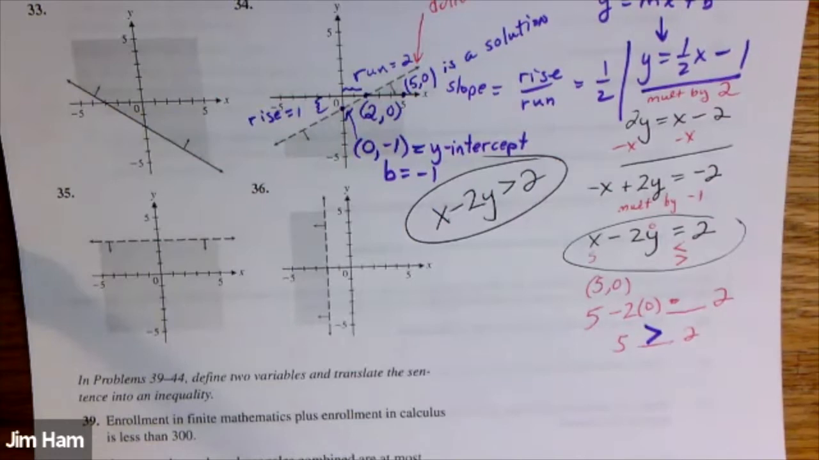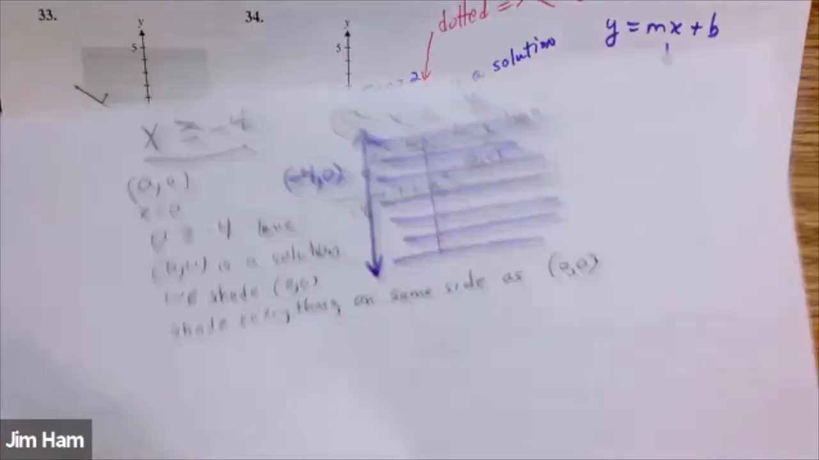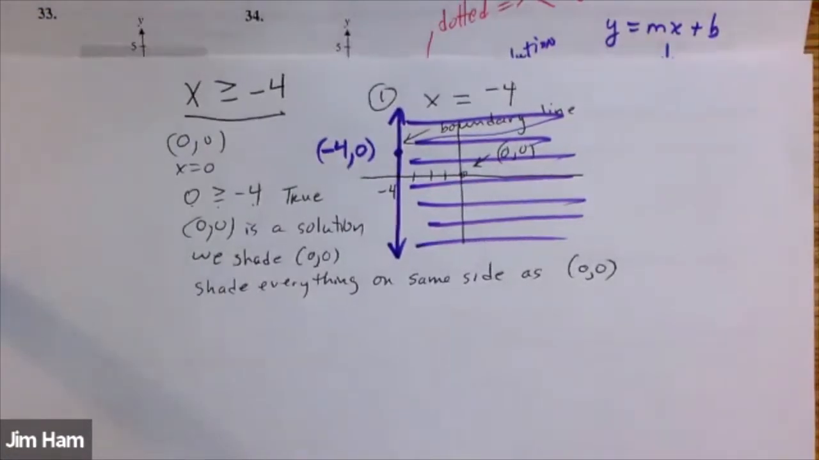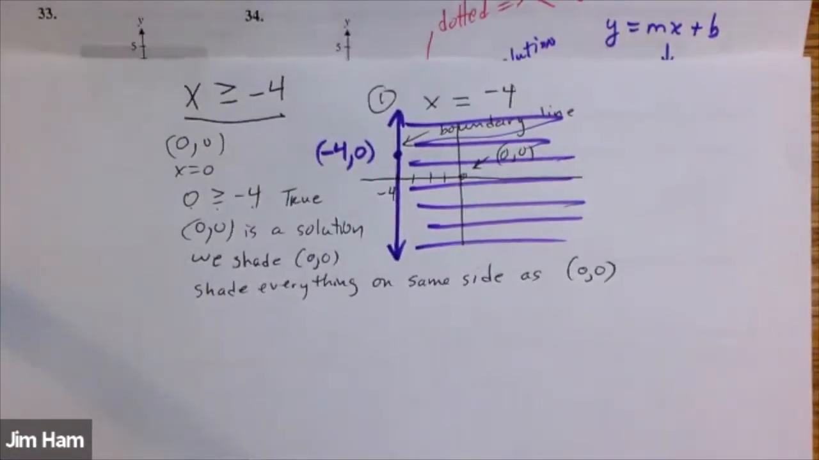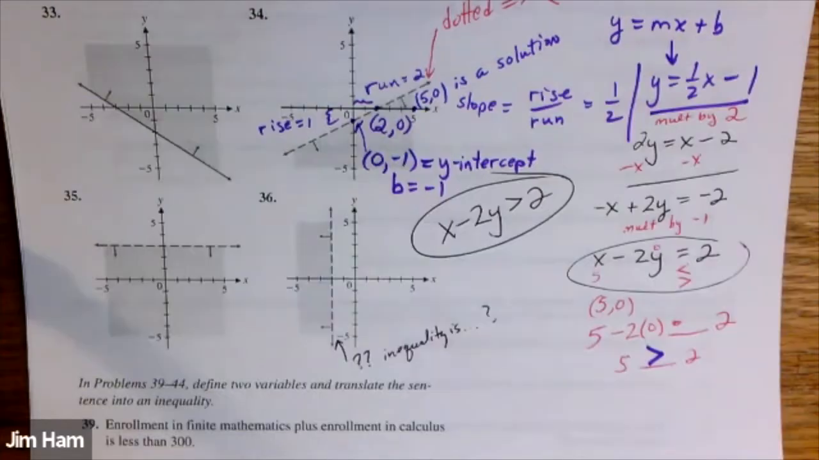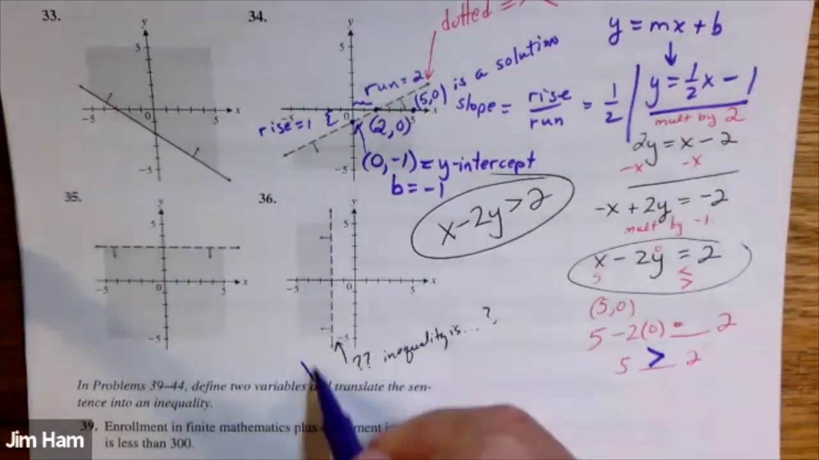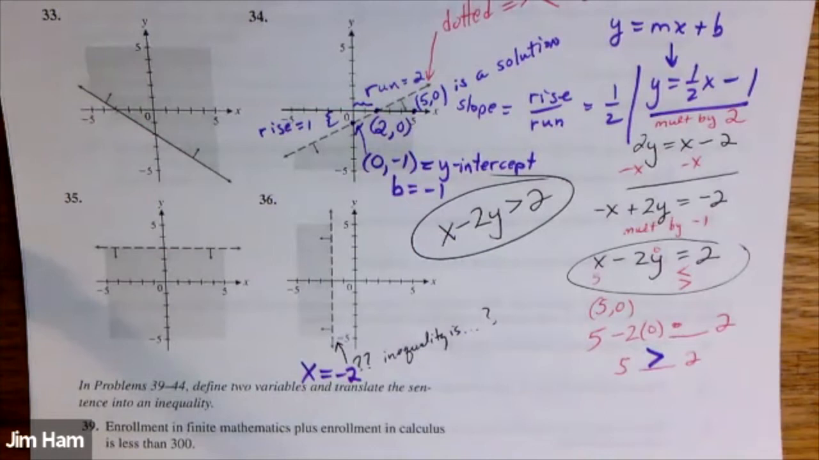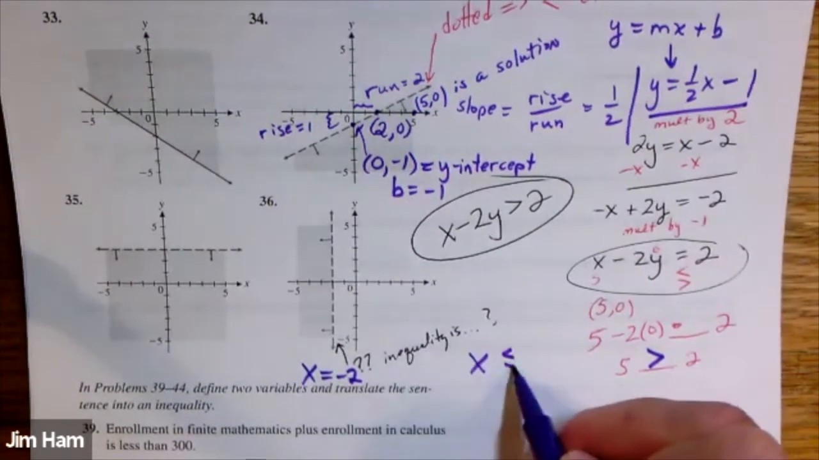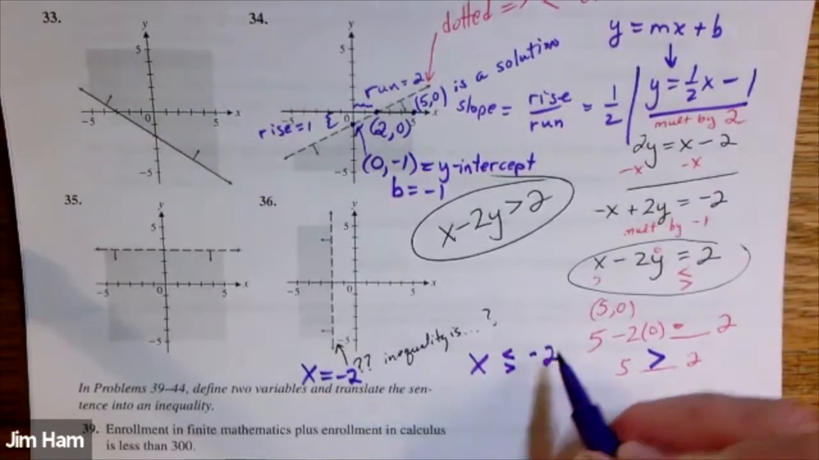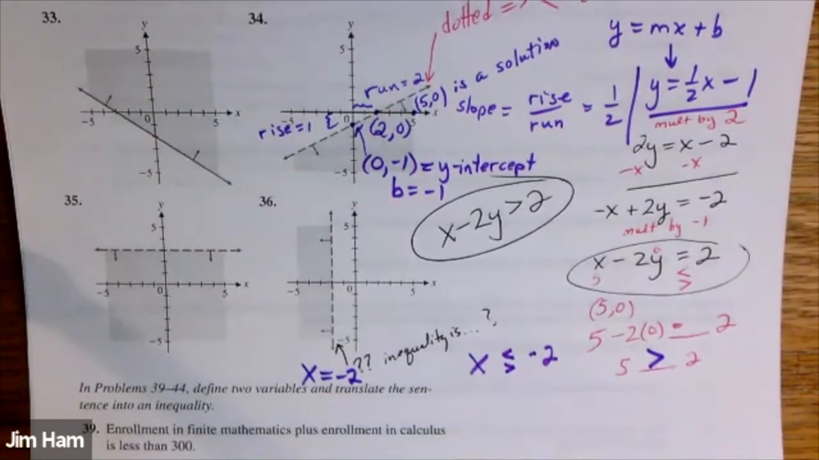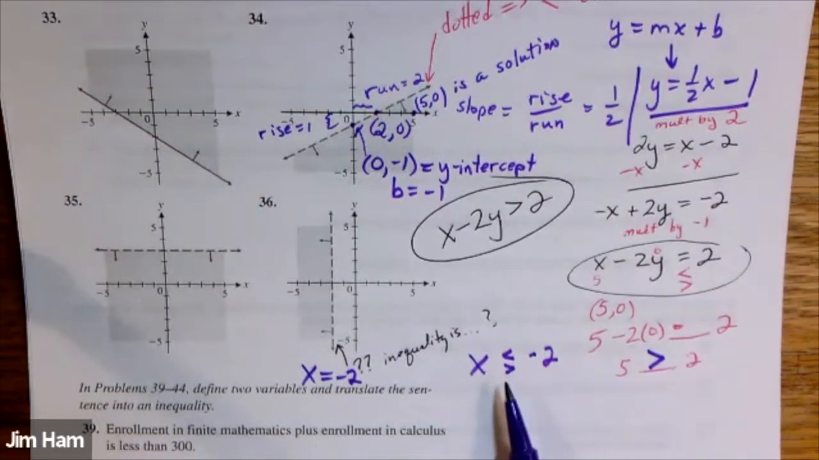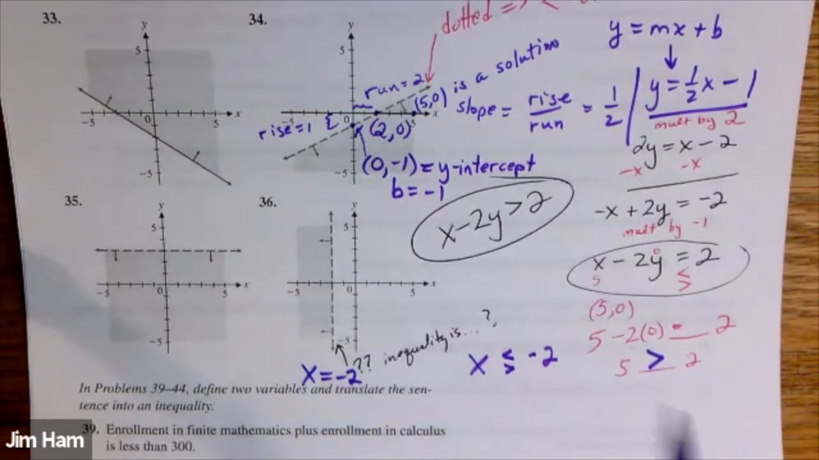Go ahead, write number 36 in the chat. Kind of looks a lot like this one we did earlier. Vertical line shaded on one side or the other. Okay, vertical line, x is equal to -2. But if we want an inequality, we're either going to have x is less than or greater than -2. And the reason it's greater than or less than is because, again, we have a dotted line, so we don't want the equal sign there.